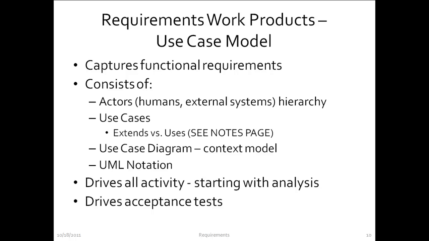The third component of a use case model is what is known as a use case diagram, and this use case diagram captures the context of the system. So it shows the system and who it interacts with. It's a model that shows, once again, the context of the system in a compact manner.